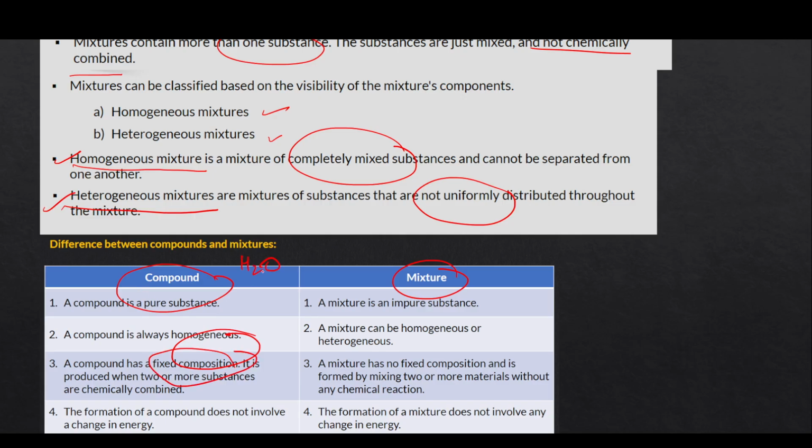For example, water. If you take two hydrogen elements and one oxygen element, only when they combine in this ratio will it form water, right? So compounds are chemically combined, they make bonds, and mixtures are just mixed, they are not chemically combined. Okay. So this is what you should remember.